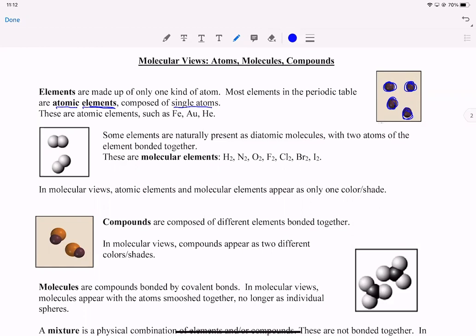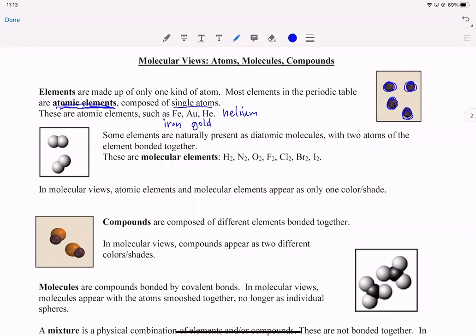Majority of the elements on the periodic table, when they're out in nature, they are individual atoms, like Fe, that is iron, or Au, that is gold, or He, that's helium. So inside of a helium balloon, you cannot see the helium atoms, but they're individual little helium atoms. Or if you have a gold ring, you cannot see the individual atoms, but they are individual gold atoms. So the majority of atoms on the periodic table are individual atoms. They are called atomic elements.